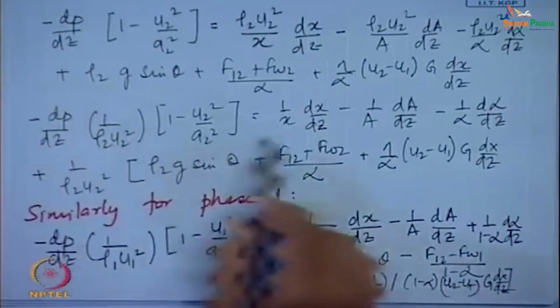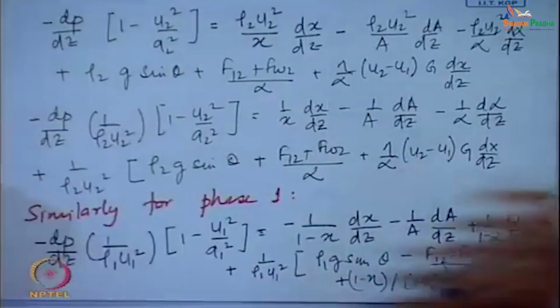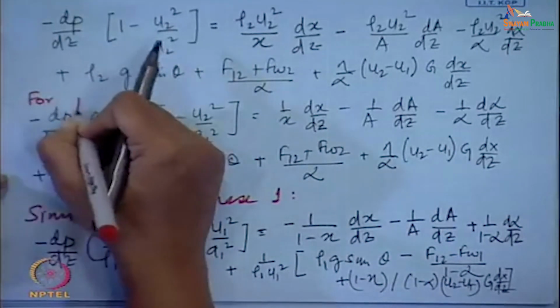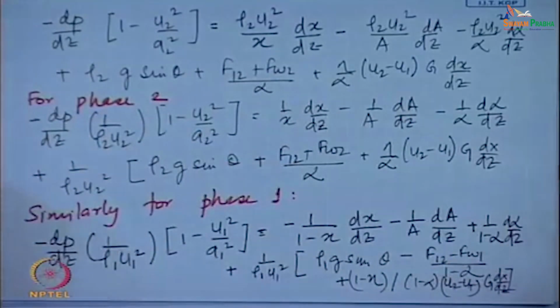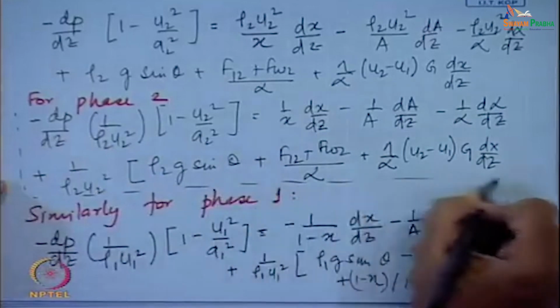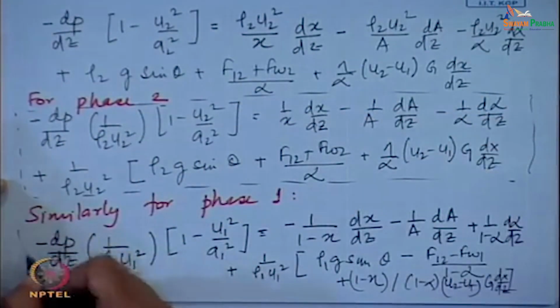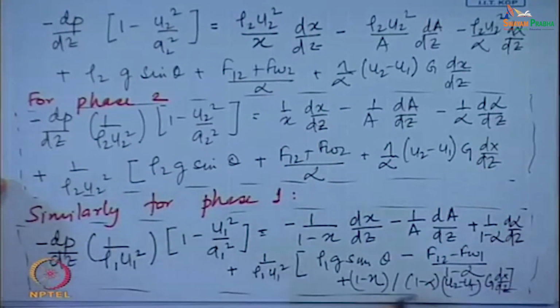So, for phase 2 we have got one particular equation, this is the equation for phase 2. This equation we had already got in the last class, and a similar equation we have obtained for phase 1 as well. Now, if you compare these two equations, what do you get?